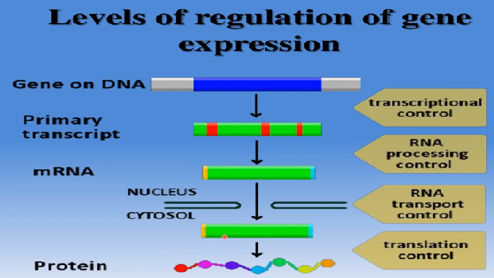Then in the cytoplasm there will be translation, or formation of protein. So this is mRNA forming this polypeptide chain, or you can say protein. At this level also gene expression can be regulated. Or here this is a primary transcript, which is processed to form the mature mRNA. Here also gene expression can be regulated. So these are the different levels for the regulation of gene expression in eukaryotes.